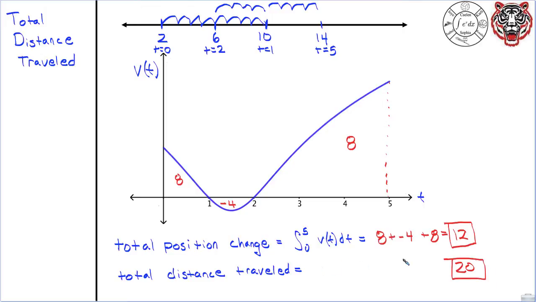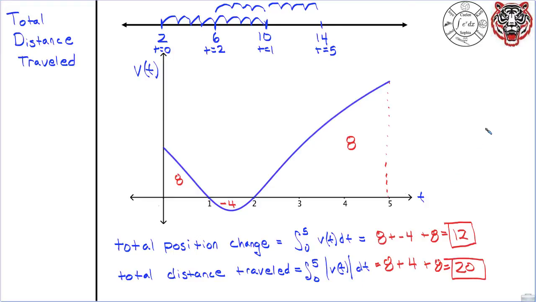How do I get that? The way that I do that is by taking the integral between 0 and 5 of the absolute value of velocity of t, with respect to time, dt. What that's essentially doing is bouncing everything that hits the x-axis so it's now positive. Instead of a -4, treat this as a +4. There are no more negatives now that I'm taking the absolute value. So this is turning it into 8 plus a +4 now, plus an 8 to get to 20. All you have to do to go from position change to total distance traveled is add the absolute value sign.